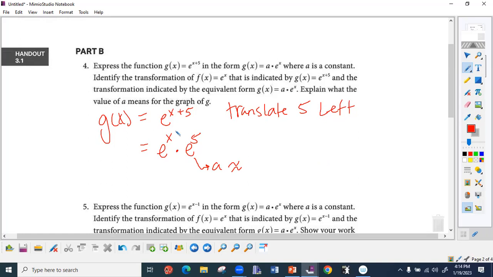All right, so what do we get for A? 148.413. So A is greater than 1. So it's a stretch. Good job. So therefore, this is a stretch. So it's going to cause our graph to stretch. All right.